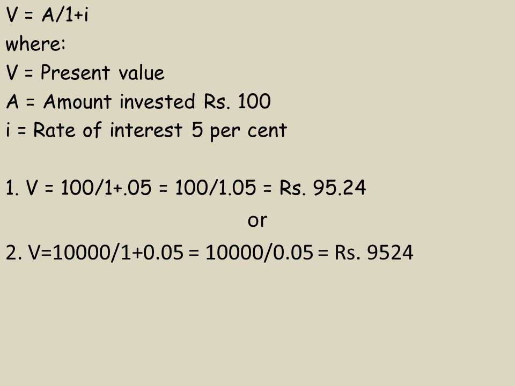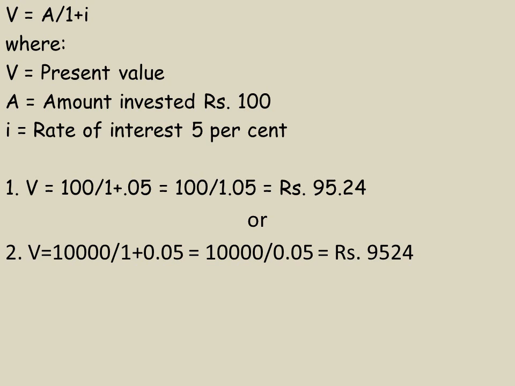Now we will calculate according to the formula. V is equal to 100 rupees, the amount of invested money, divided by 1 plus I, which is 5%. If you want to convert a percentage into a number, just divide the percentage by 100. 5% divided by 100 gives you the number.